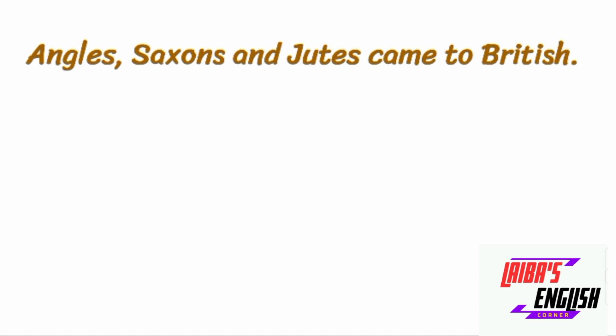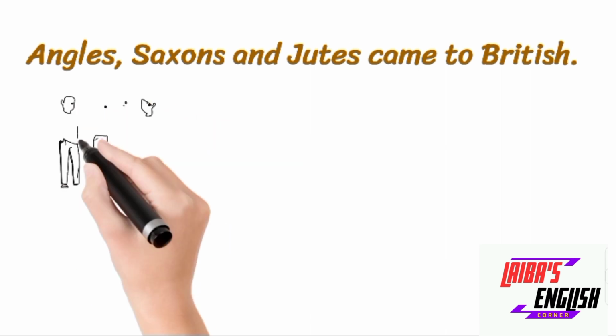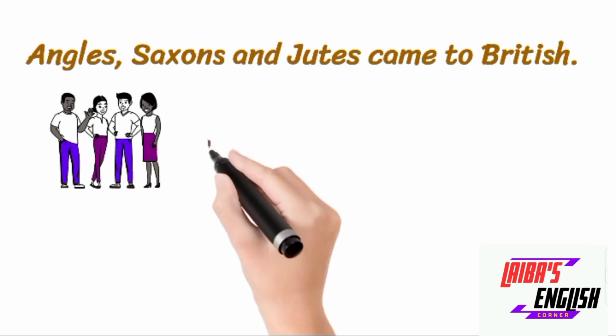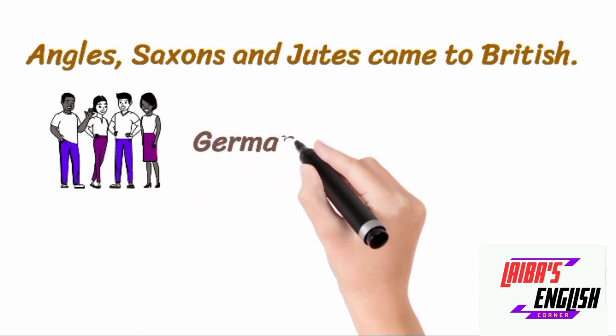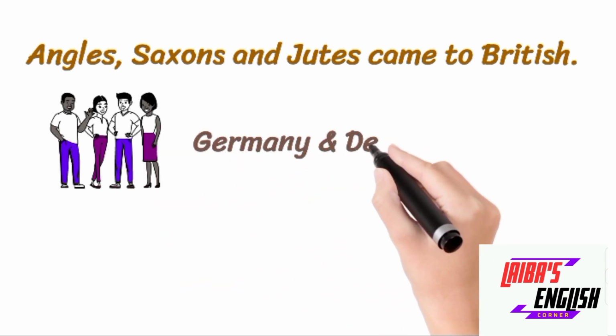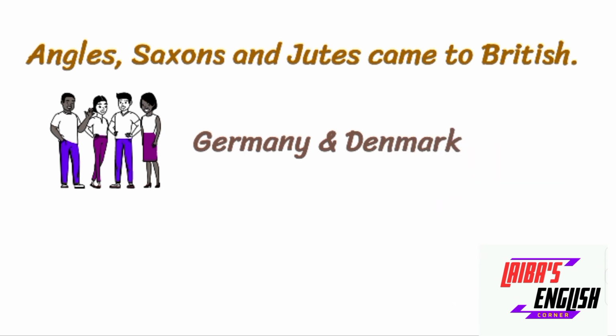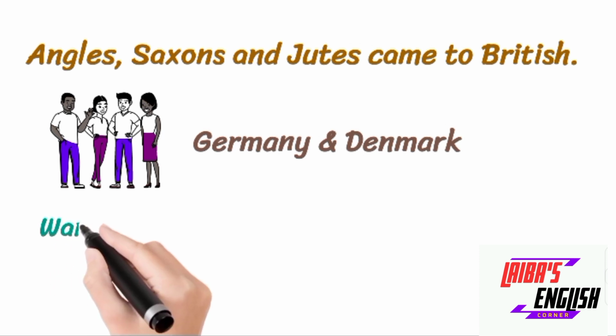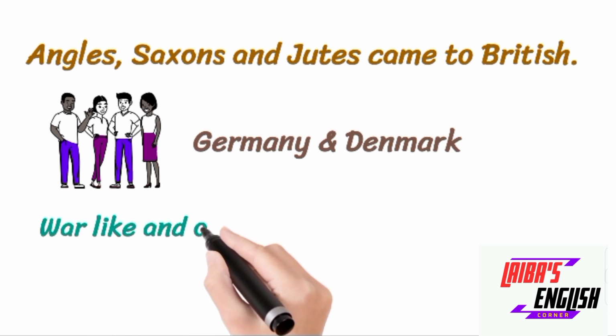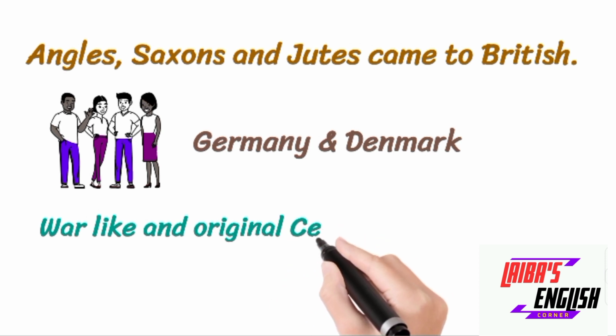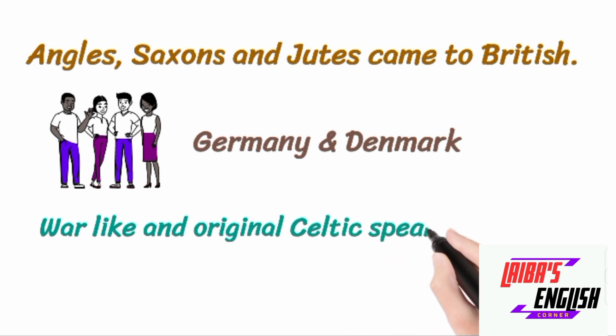When three tribes, named Angles, Saxons, and Jutes, came to the British Isles. Basically, these three tribes, Angles, Saxons, and Jutes, came from Germany and Denmark. From there, they came to the British Isles. These three tribes were warlike and they were original Celtic speakers. So from here, the Celtic language was also introduced into Britain.